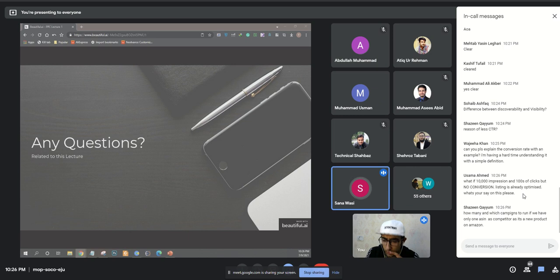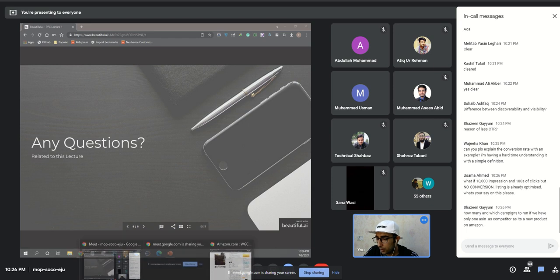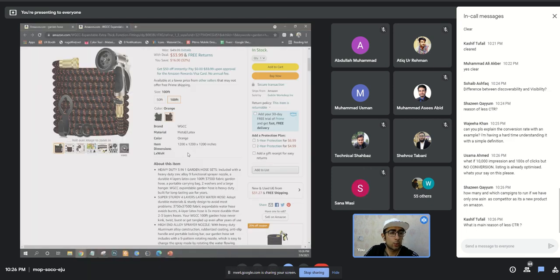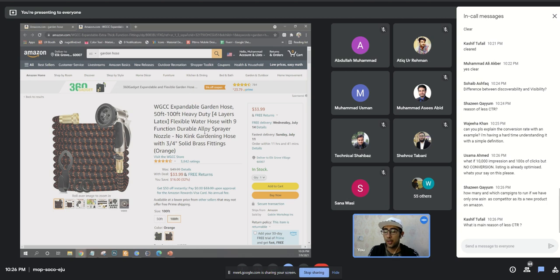Can you please explain the conversion rate with an example? I'm having a hard time understanding with a simple definition. Let me just do that. Yes, so we have this listing. I hope I can make it clear. Let's say 100 people came to this listing. Out of those 100, 10 of them bought the product. So 10% is your conversion rate. This is the same thing.